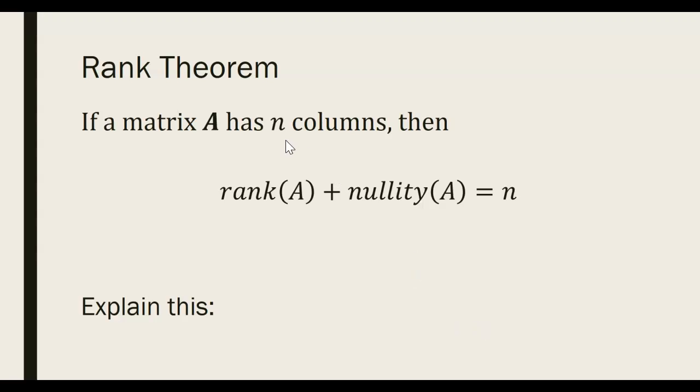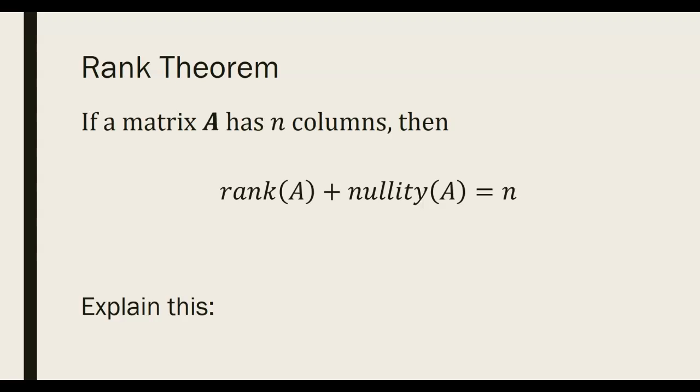So if A has n columns, then the total rank plus the nullity of A has to be n. So rank plus nullity has to be equal to the number of columns in the matrix. So you should be able to explain this. That's kind of what I was talking through. Rank plus nullity is equal to the number of columns.